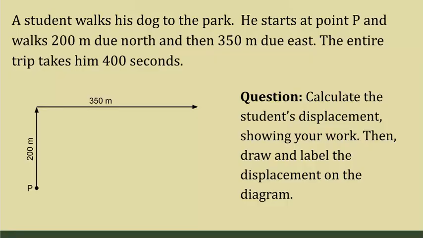So the problem that we're going to be looking at today says a student walks his dog to the park. He starts at point P and walks 200 meters due north, and then 350 meters due east. The entire trip takes him 400 seconds. And the question that I'm going to be answering is, calculate the student's displacement, showing your work. Then, draw and label the displacement on the diagram.